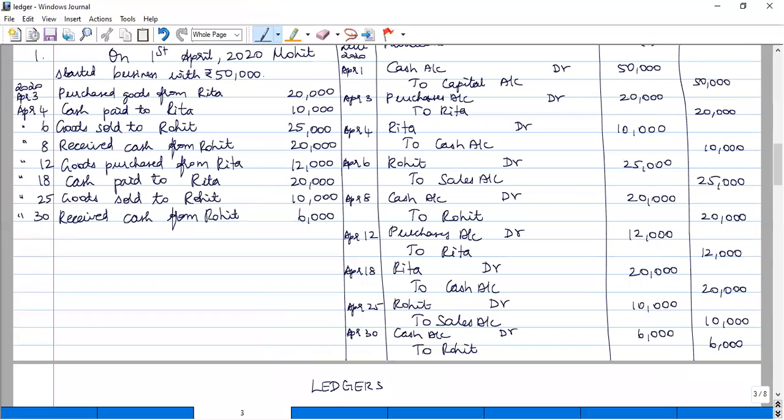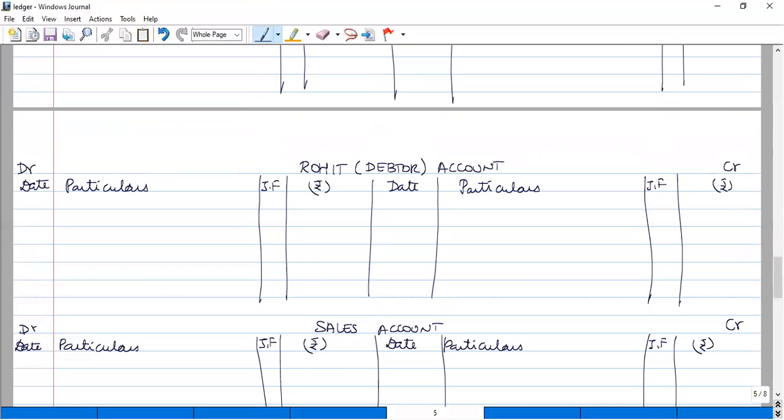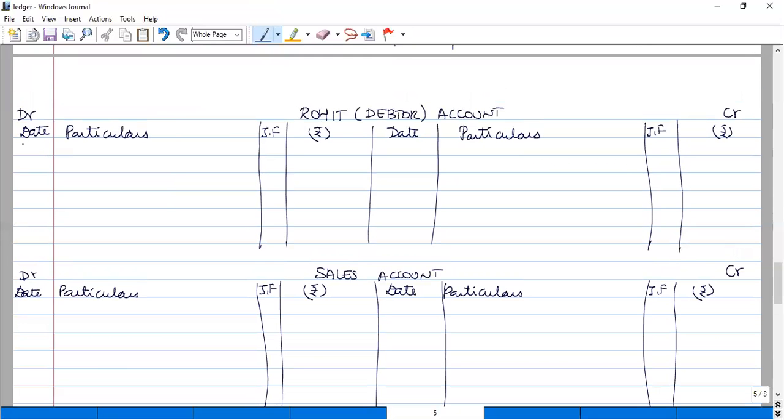On April 6th, Rohit is debited to sales. Okay, Rohit's account is debited. So come down to Rohit's account and we will also debit it. Okay, on 2020 April 6th, we debit Rohit's account.